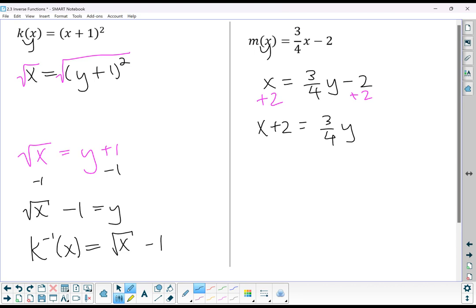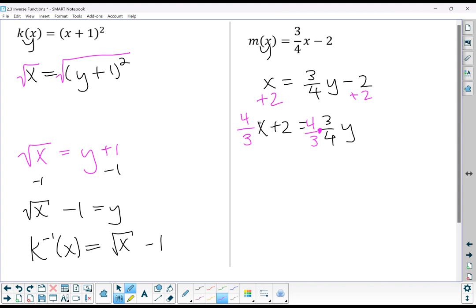And right now we have 3/4 multiplied by y. Well, don't let fractions get the better of you. What this means is that y is multiplied by 3 and divided by 4. We need to undo both of those things. So we need to divide by 3 and multiply by 4. That's the same as, you can think of it as multiplying by the reciprocal.